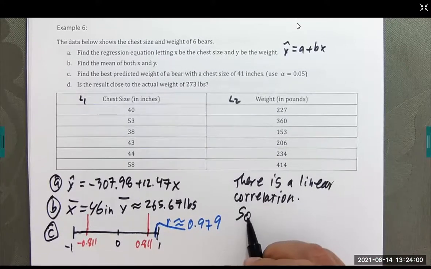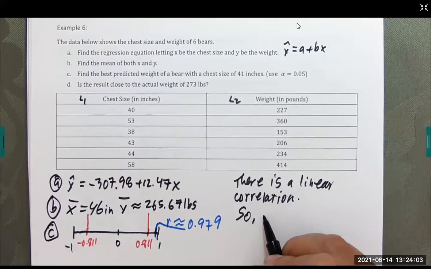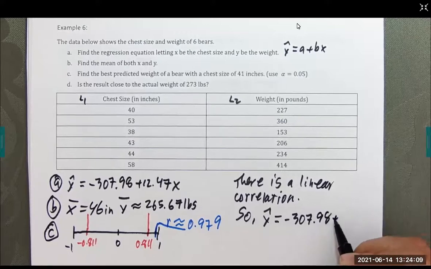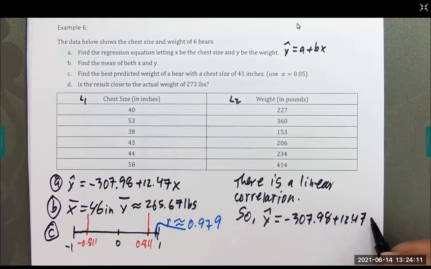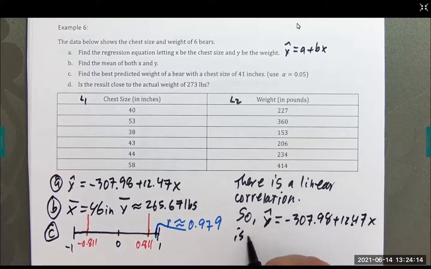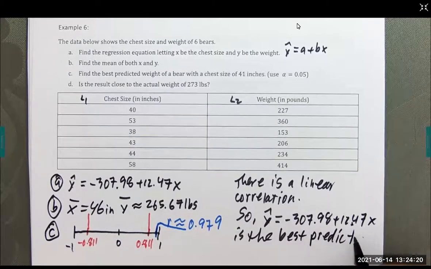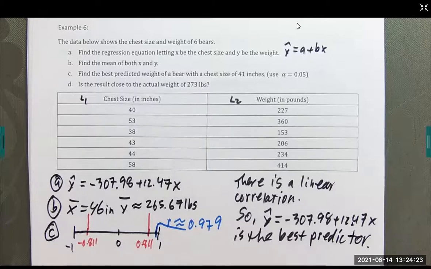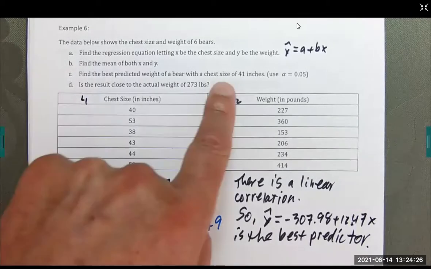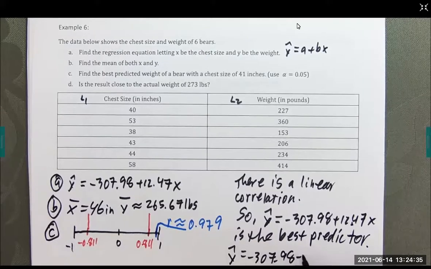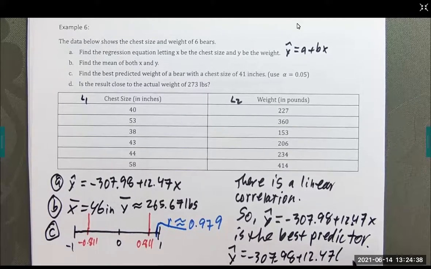So y hat equals -307.98 plus 12.47x is the best predictor. And they say on part D, I'm sorry, 41 inches. So y hat is going to be -307.98 plus 12.47 times 41. Let's see what we get.